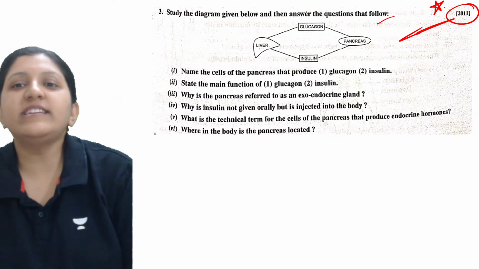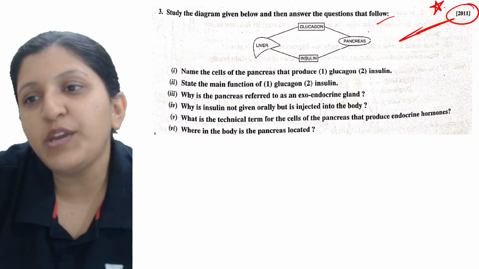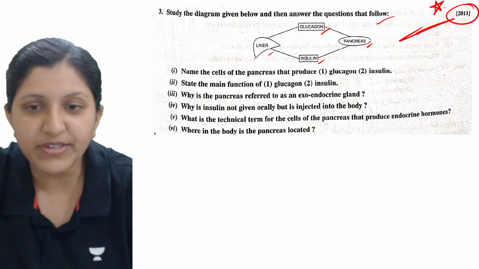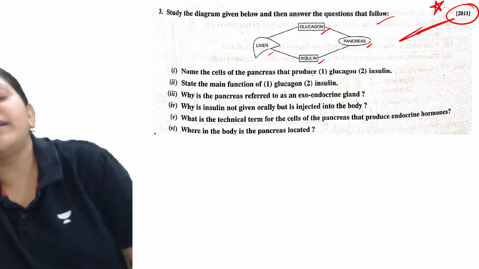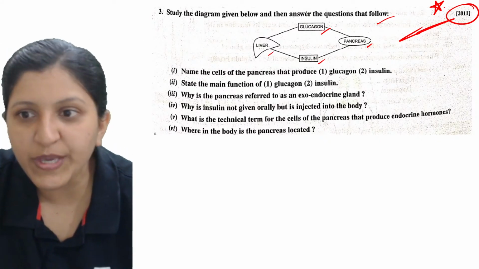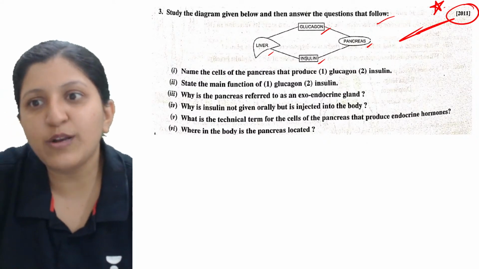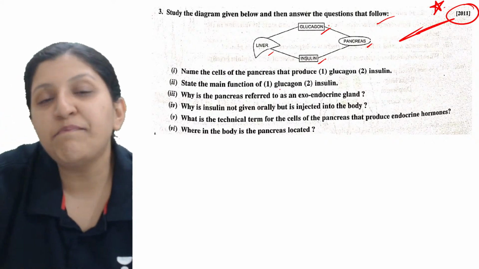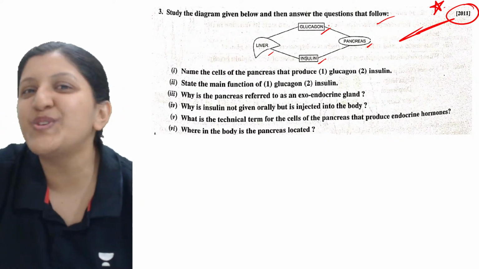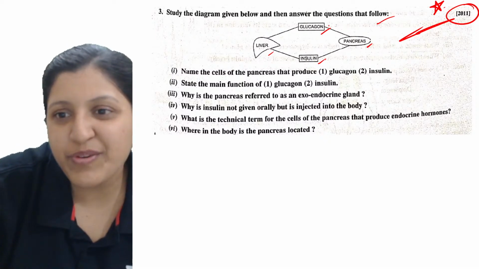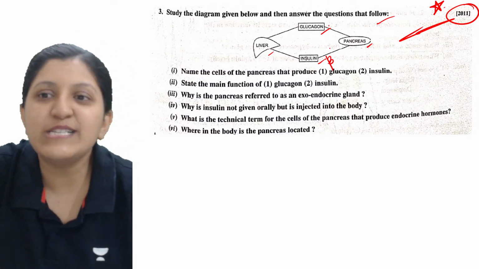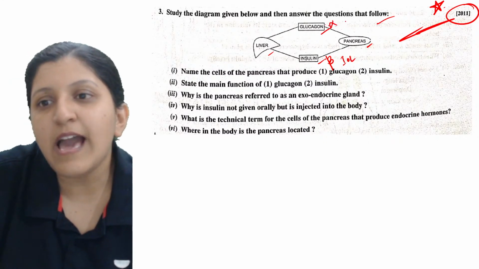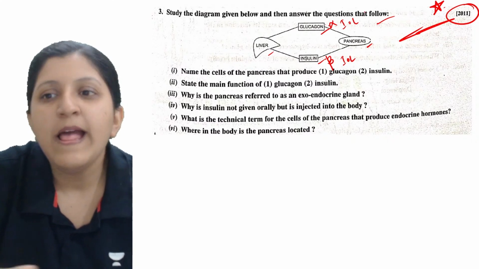Okay. So study the diagram given below and then answer the questions that follow. So there is glucagon, the pancreas, insulin and liver. Name the cells of the pancreas which produce glucagon and insulin. So there is glucagon production and insulin production, which is done by the islets of Langerhans of the pancreas. When we mention insulin, it is the beta cells of islets of Langerhans, and this is the alpha cells of islets of Langerhans.